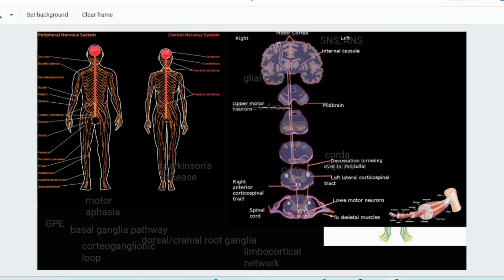The spinothalamic tract transmits pain, temperature, and crude touch. Primary neurons enter the spinal cord and synapse with sensory neurons in the dorsal horn. Sensory neurons cross to the contralateral side and ascend to the thalamus via the spinothalamic tract. Tertiary neurons project from the thalamus to the primary somatosensory cortex.